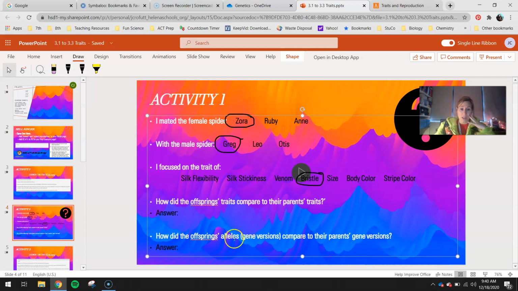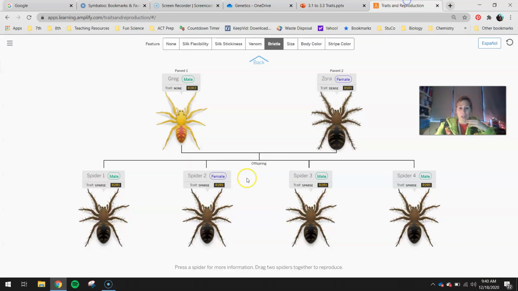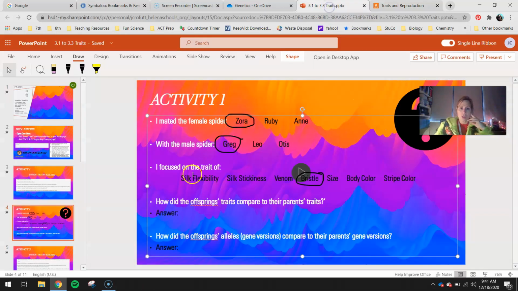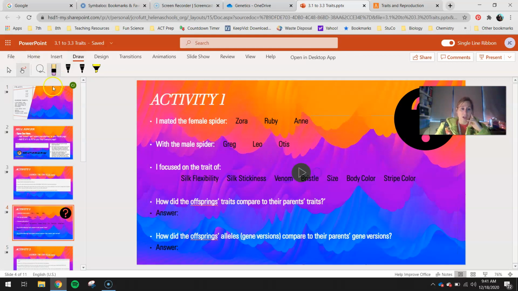Okay, how did the offspring's alleles or gene versions compare to their parents? Well, you can see that if we're looking at their genotypes, they were all R1, R2 versus this parent had R2 and this one had R1, R1. So you might say, well, they had one of each, right? They had an R1 from Zora and an R2 from Greg. So you would just describe based on whatever you saw, how those offspring, their phenotypes and their genotypes compared.